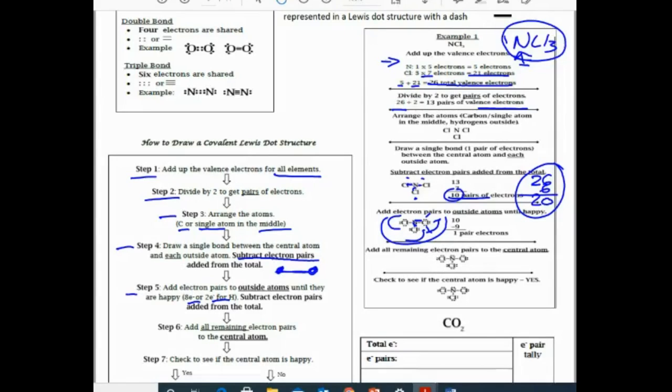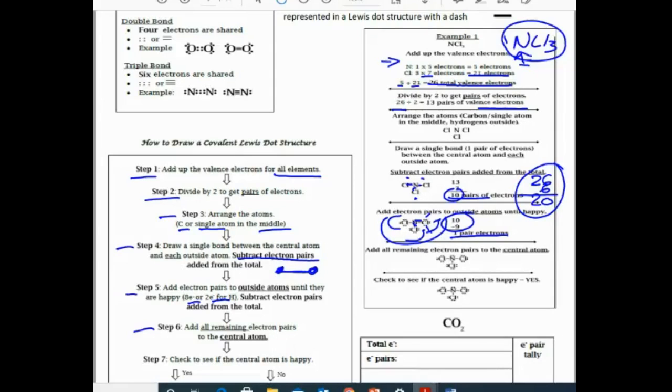That's 3, 6, 9. I've used 9 of my pairs. I only have 1 pair of electrons left to use. Okay, so then I go to step 6. Step 6 says add all remaining electron pairs to the central atom.